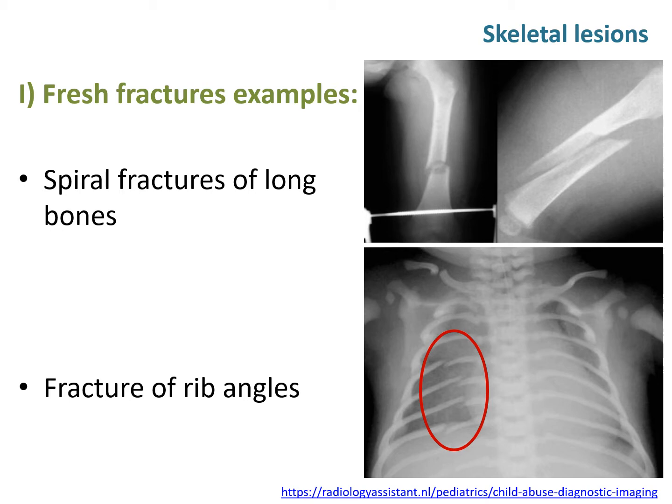The second example of fresh fracture is fracture of the rib angle. This occurs due to compression by an adult hand on the chest cage of a child. This compression may be anteroposterior compression, and this will lead to fracture of the angle of the rib at the mid-axillary line. Sometimes the compression is vertical compression, and this will lead to fracture of the rib at the posterior part of the ribs, in the paravertebral gutter.